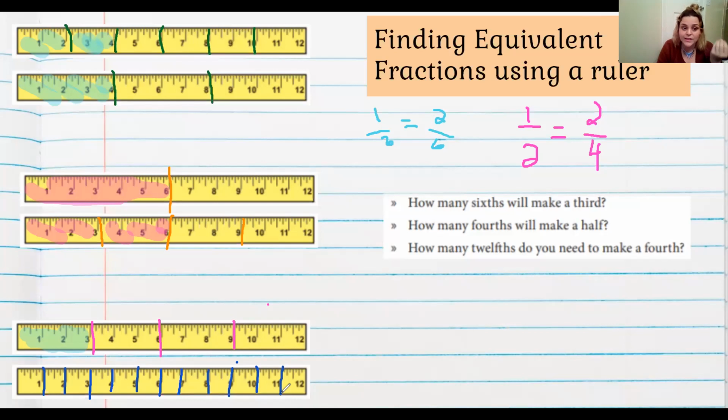And now I want you guys to think, pause right now. How many 12ths make 1/4? What fraction with the denominator of 12 would be equivalent to 1/4? Go do that right now.